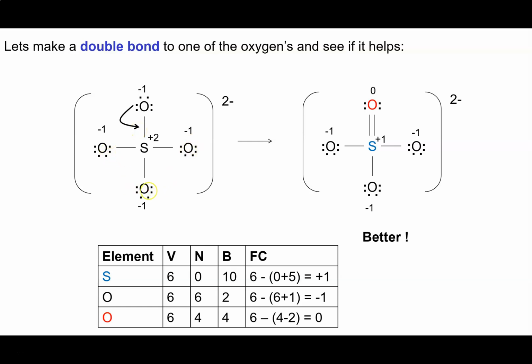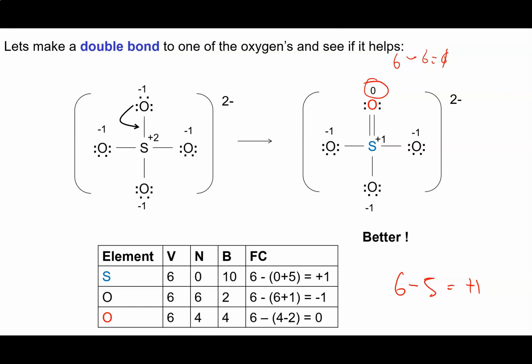I'm going to leave all the formal charges on these 3 oxygens alone, because there's no need to recalculate them. Nothing has changed. But let's have a look at this oxygen. 6 minus 1, 2, 3, 4, 5, 6, 0. It worked. I got an atom down to 0 formal charge. Let's have a look at what happened to the sulfur. 6 minus 1, 2, 3, 4, 5. It goes from +2 down to +1.